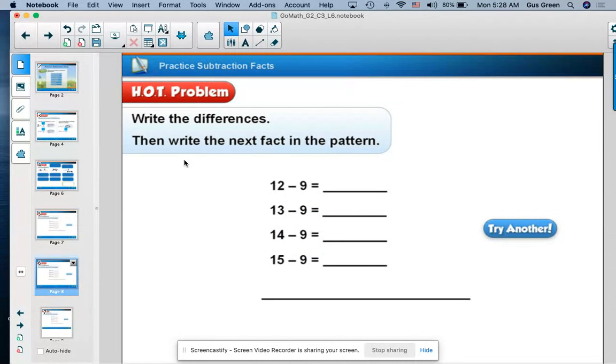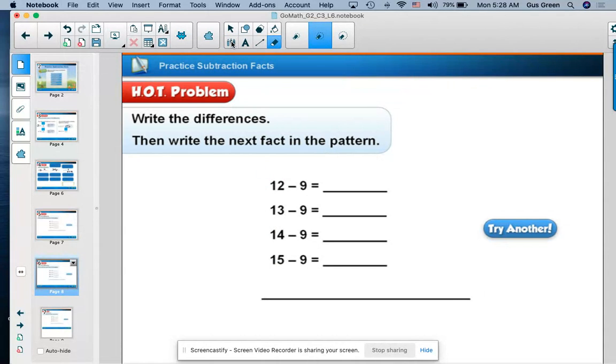Let's go ahead and look at the hot problem. We're going to write the number fact and try to figure out the pattern here. One of the things I like to do whenever we're doing a pattern problem is see how they've set these problems up. So if you look, they're taking away 9 every time. It's something minus 9, something minus 9, something minus 9. And if I look over here at the first number, I can see that they're counting by ones up: 12, 13, 14, 15.